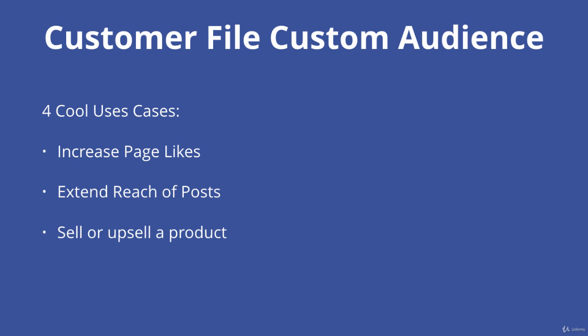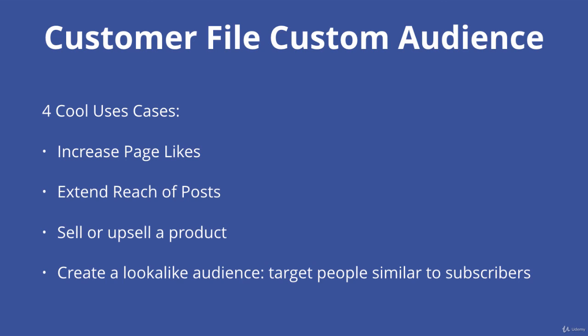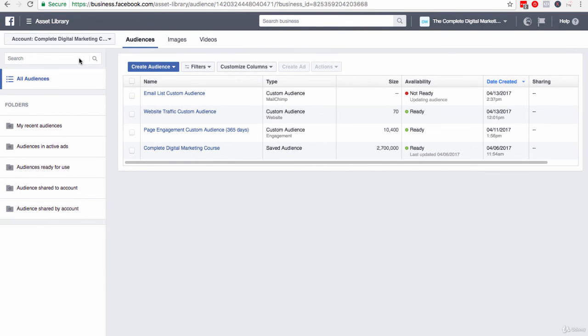Now, the final way that you can use this custom audience is to create a lookalike audience and really target people in your Facebook ads who are similar to your subscribers. Now, I'll show you how to set up a lookalike audience later on, but it is an advantage of, even if you have a small email list, using it as a source for a much bigger lookalike audience. So now that you know how to make a customer file custom audience, go ahead and set one up for yourself, following the steps that you've learned in this video.